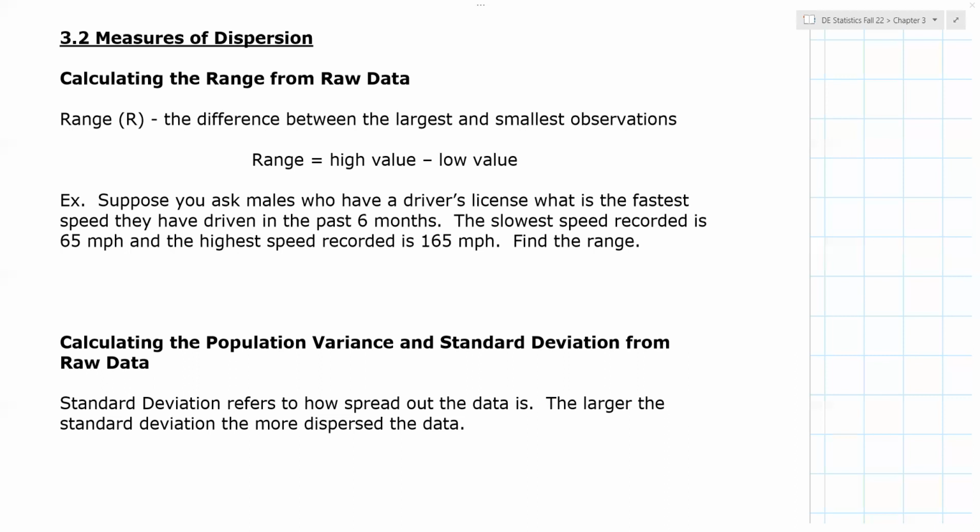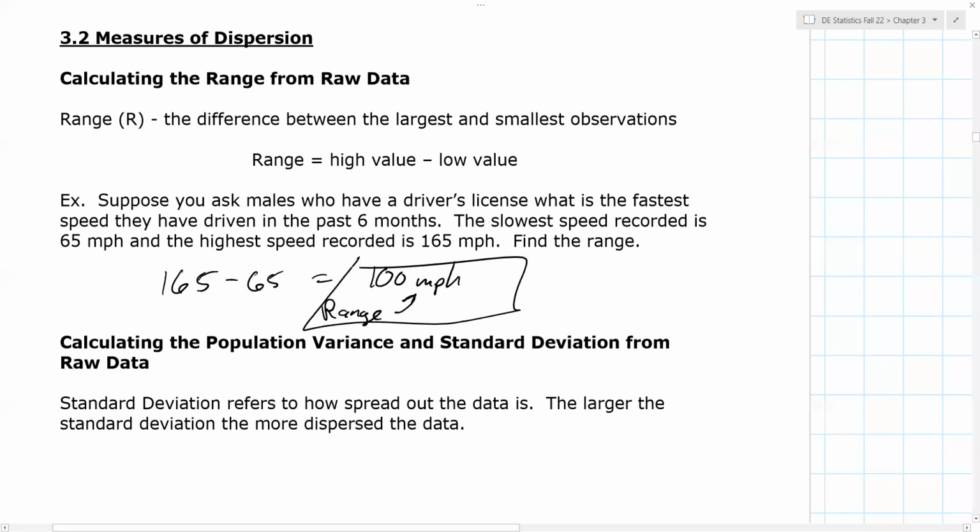Suppose you ask males who have a driver's license, what is the fastest speed they have driven in the past 6 months? The slowest speed recorded is 65, and the highest speed recorded is 165 miles an hour. Find the range. Well, range again, high minus low, and that gives us 100 miles an hour. So our range is 100 miles an hour. That is the most basic, simplistic way of talking about spread.